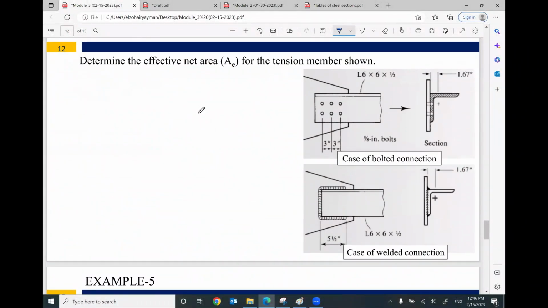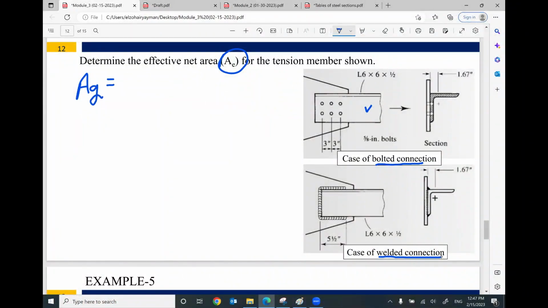More examples. We are given 2 cases. Case of bolted connection: we have a bolted connection for this angle, which is 6 by 6 by 1/2. And we have the same angle, 6 by 6 by 1/2, but connected with a welded connection. What will be the value of area effective in the 2 cases? What is the value of area gross first?